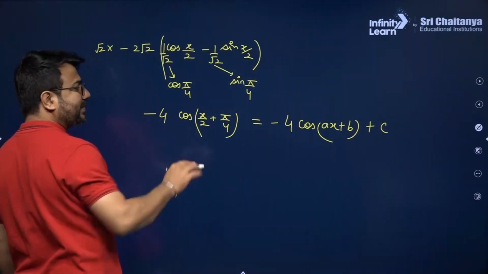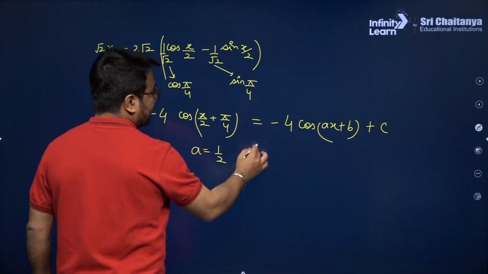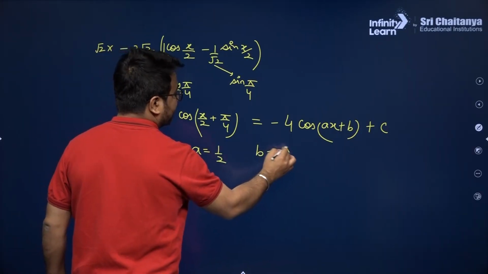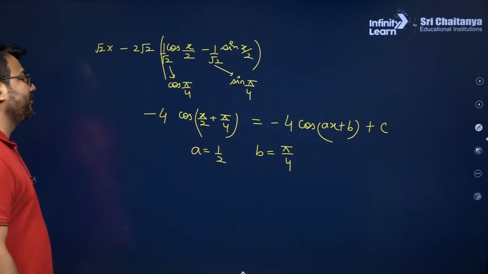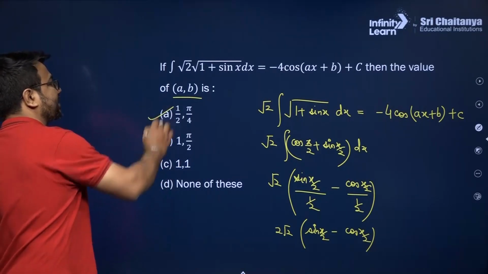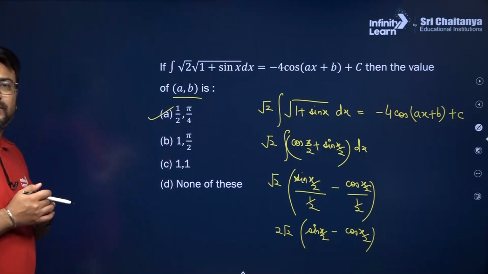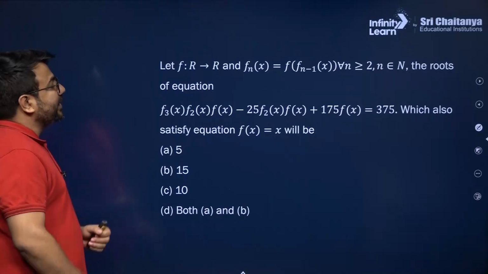So if I compare this, the coefficient of x is half and the constant part b is pi by 4. So a is equal to half and b is equal to pi by 4. Now a equal to half and b equal to pi by 4 is given to us in the A option. That is why A option will be the final answer for this question. Let us move ahead for the next one.